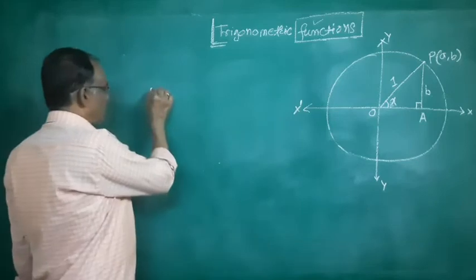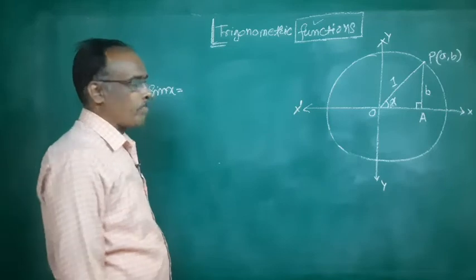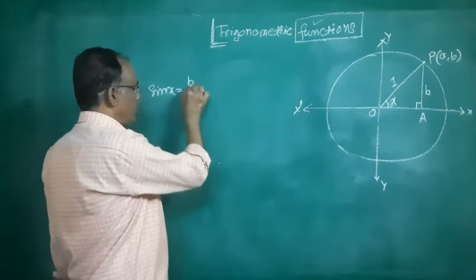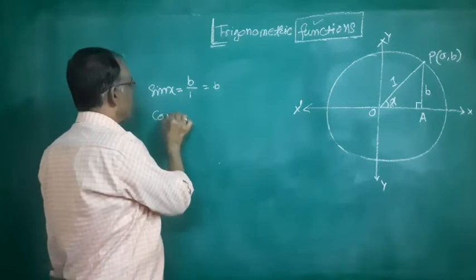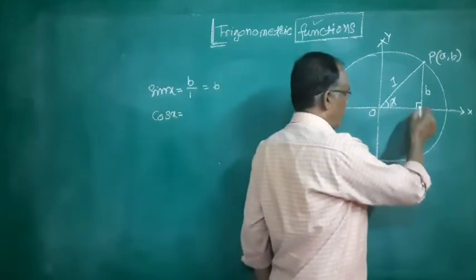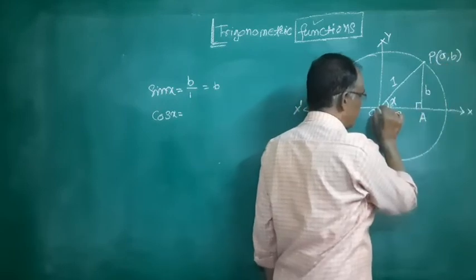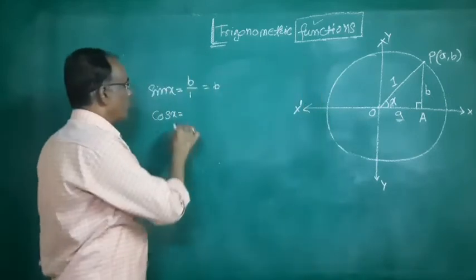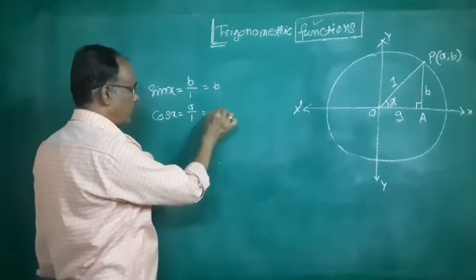What is the sine ratio of angle x? Sin x equals opposite by hypotenuse, b by 1, that is b. What is cos x? Cos x is adjacent side OA by hypotenuse. The x coordinate is a, therefore the distance from O to A is a. Cos x equals a by 1, that is a.